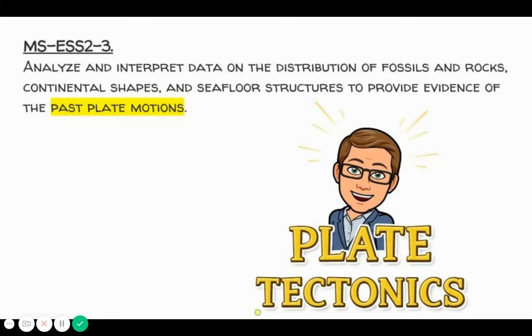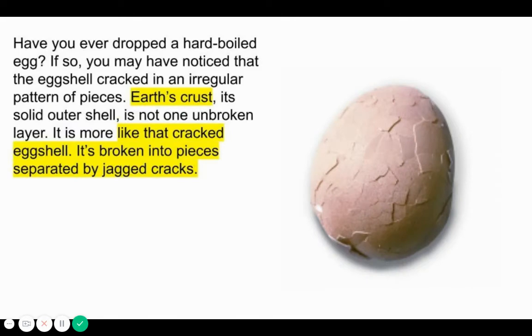And now the plate motions. We came up with a theory that scientists like to call plate tectonics. Have you ever dropped a hard-boiled egg? Hopefully not, but I have. If so, you may have noticed that the eggshell cracked in an irregular pattern of pieces, meaning just randomly. The Earth's crust is highlighted there. Its solid outer shell is not one unbroken layer. It's more like that cracked eggshell. It's broken into pieces, separated by jagged cracks. And you can see on this that there are all these little cracks going in different directions.